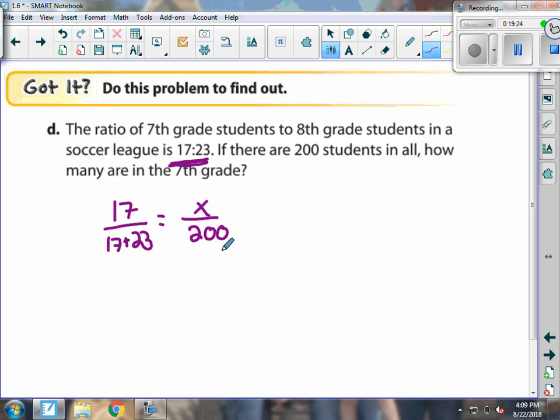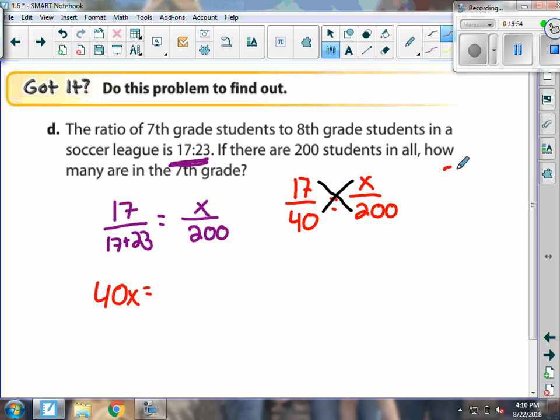So let's figure out 17 plus 23. So we're going to rewrite our fractions. Switch colors. So I have 17 over 40 is equal to x over 200. My next step is to cross multiply. So I have 40x is equal to, I need to multiply 200 by 17.